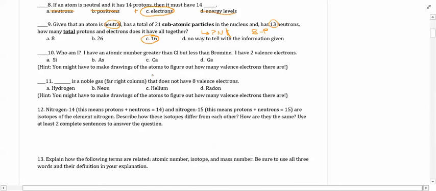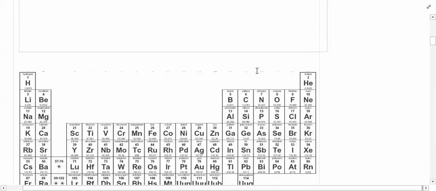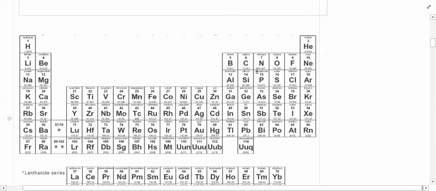Number 10, who am I? I have an atomic number greater than chlorine, but less than bromine. I have 2 valence electrons. Okay, so this one I'm going to use my periodic table. So I'm going to scoot down just a little bit, and it said to look for things with 2 valence electrons. And the periodic table is really well organized because if I look right here in the second column, this is everything that has 2 valence electrons. So it said in the question that it's got to be bigger than chlorine, which is right here, yet smaller than bromine, so that's right there.